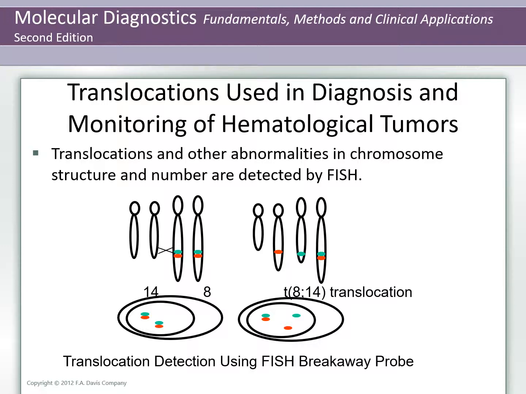The translocation shown on the right will move one probe to chromosome 14, leaving the other behind on chromosome 8, and this results in separation of the signals in the nucleus.